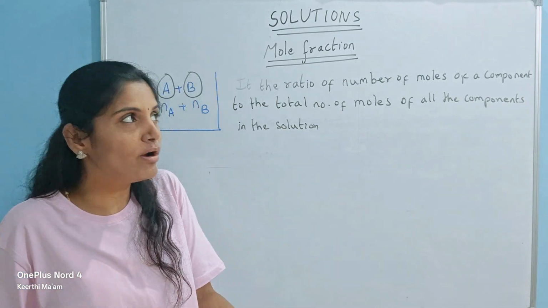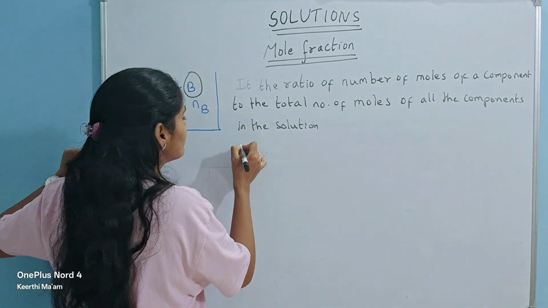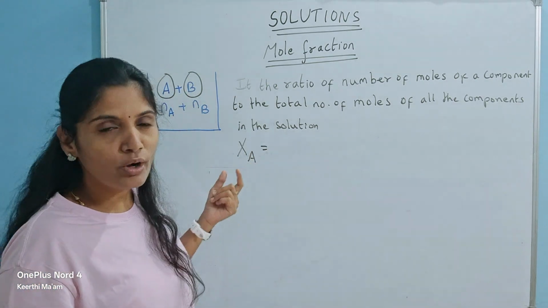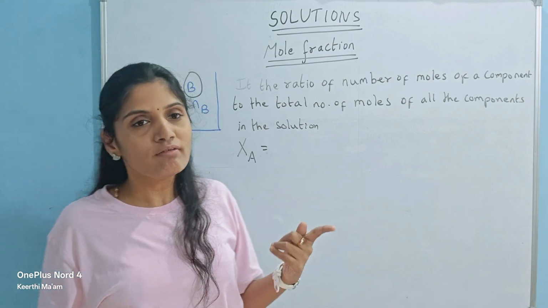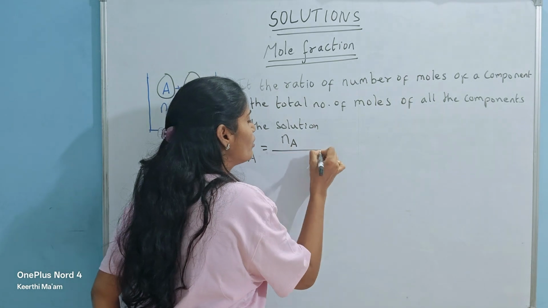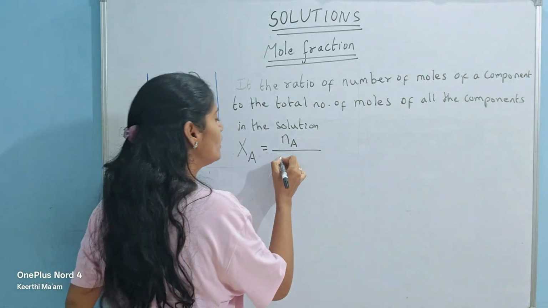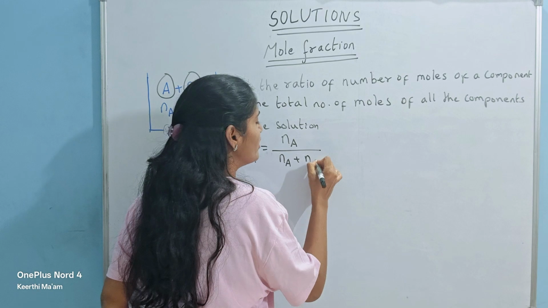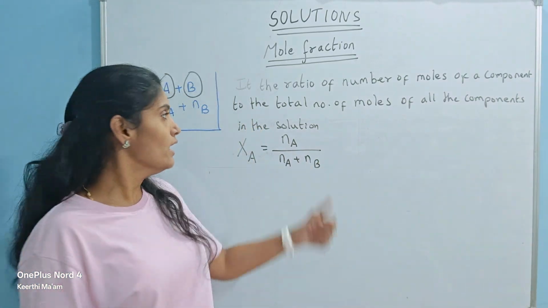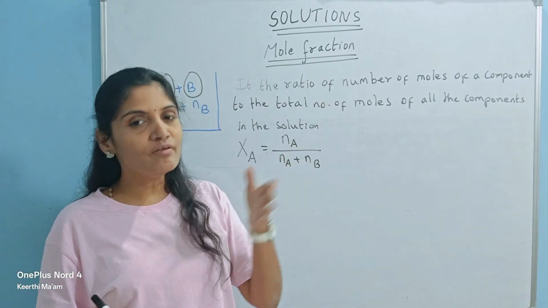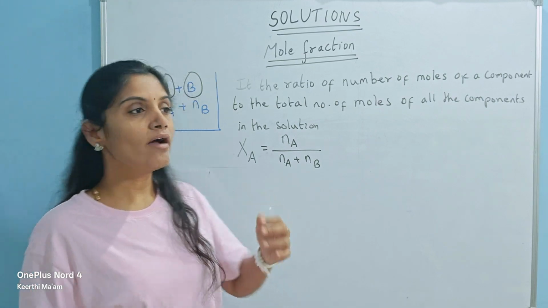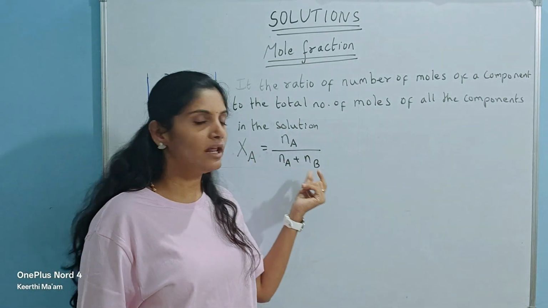Now to understand it better, let us understand like this. For example, if I want to calculate mole fraction of component A, then what I will do? Number of moles of component A divided by total number of moles, which is Na plus Nb. How do we calculate the mole fraction of component A? Number of moles of component A divided by total number of moles of all the components present in the solution. Here I have taken a binary solution, so I am writing Na plus Nb.